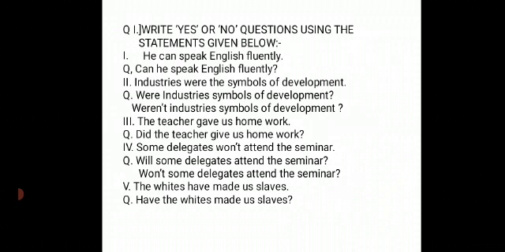Fourth sentence is some delegates won't attend the seminar. Now won't means will not. So the auxiliary verb is will. Will some delegates attend the seminar? Or won't some delegates attend the seminar? Either yes or no. And the fifth sentence is the whites have made us slaves. Now again have is the auxiliary verb there. So you will be writing have the whites made us slaves.